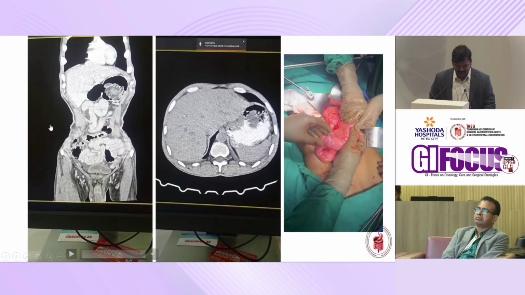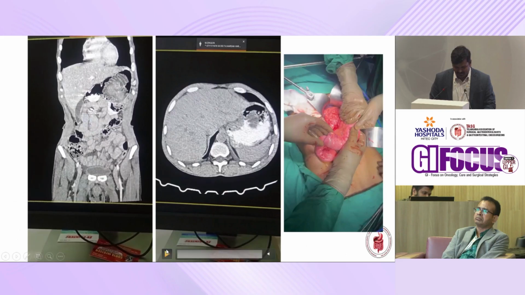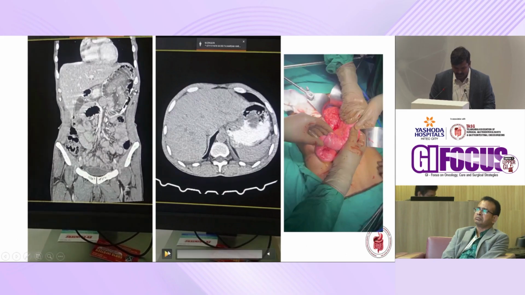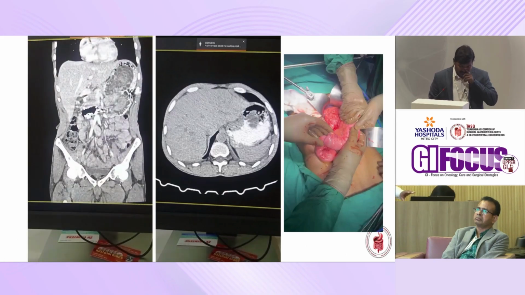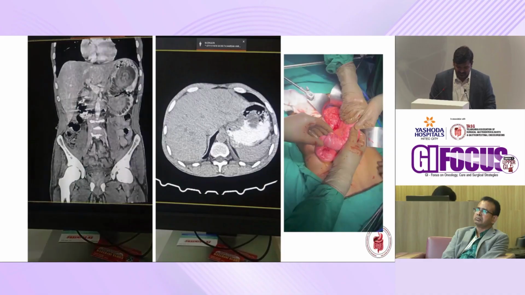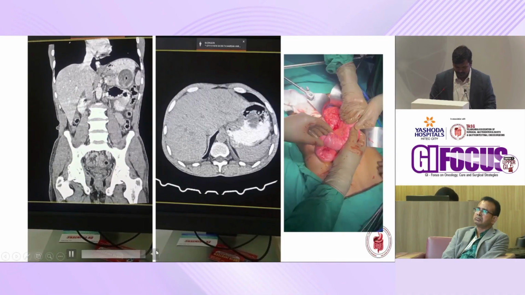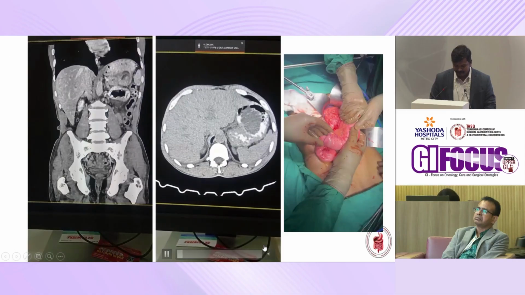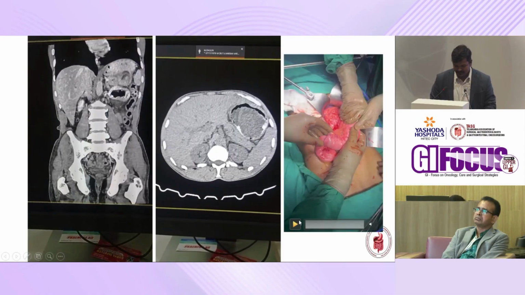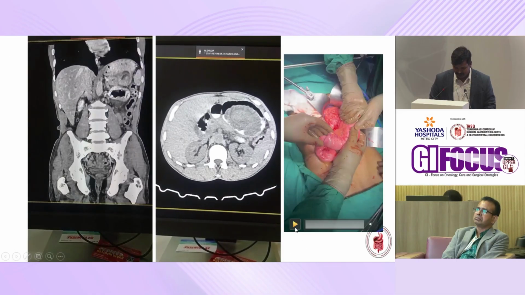On CT imaging there will be a whirlpool sign. We have recently operated on this case, a case operated 10 years back, GJ. So the total jejunum is intussuscepted into the stomach. You can see the target sign or whirlpool sign.